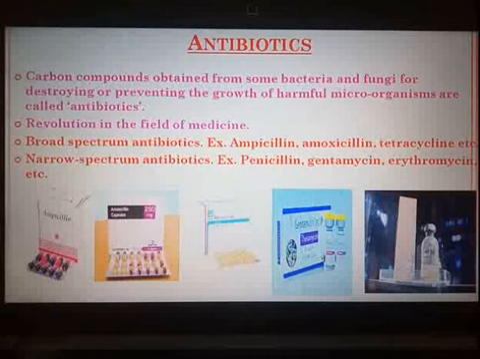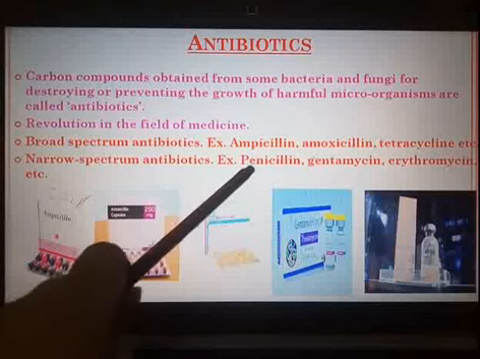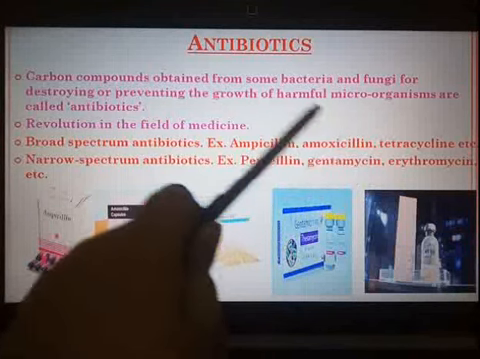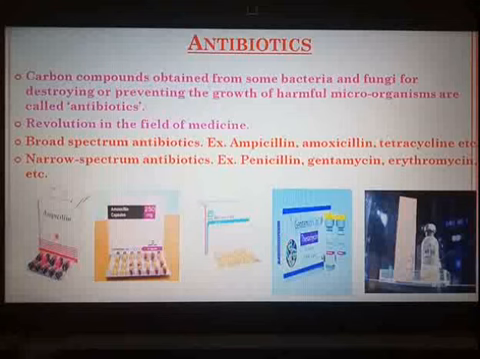Examples of narrow spectrum antibiotics are penicillin, gentamicin, erythromycin, etc. The use of these antibiotics stops the infections caused by different bacteria. It kills or inhibits the growth of bacteria, and thus they are called life-saving drugs, and have really brought about a big revolution in the field of medicine. The next topic is penicillin.